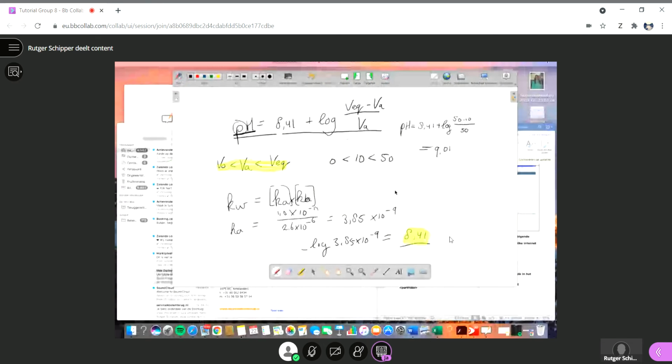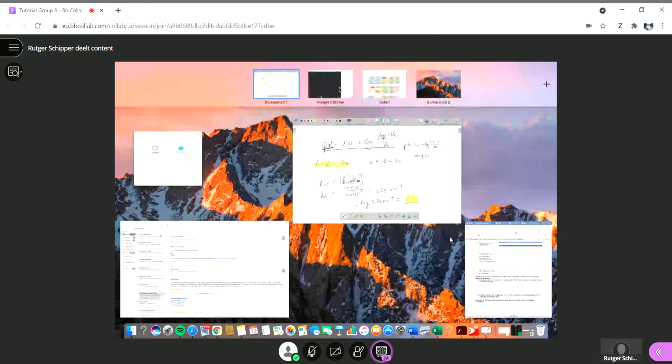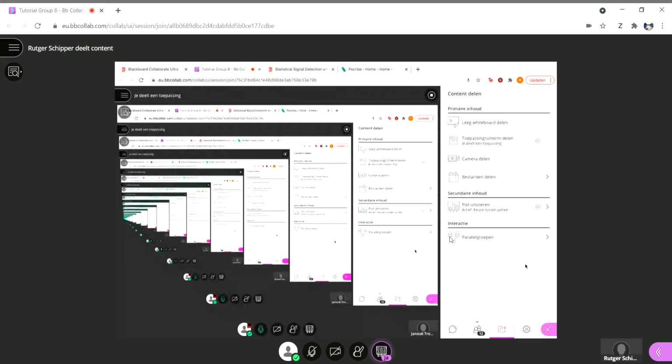So if you are ready, let's discuss the part when the volume added is exactly equal to the equilibrium point. So when the volume added is 50, because we already stated that the volume of equilibrium is 50.